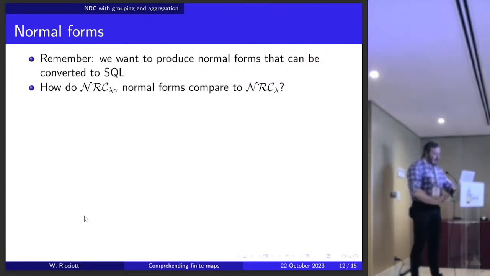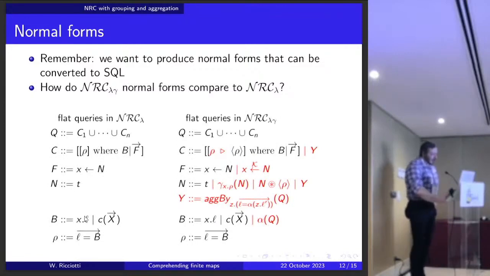What do we have now? Now we only need to analyze normal forms and wish that the normal forms are simple enough to be converted to SQL. And you see, on the left column, you have the normal forms of flat queries in the original version of the calculus, and on the right, you have the normal forms on the extended calculus.